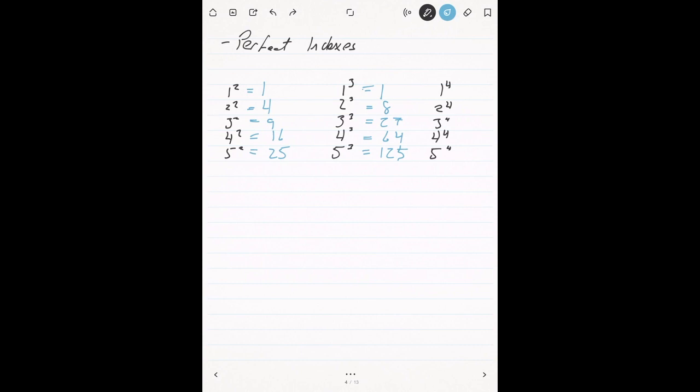And then the same thing for the fourths. Let's see if we can get those down. We have 1 to the fourth is just 1. 16. Let's see, that's 81. 4 to the fourth, I think that's 256. And 5 to the fourth, I believe that's 625. So any of these numbers, if you take the fourth root of them, you get whole numbers back. These are nice numbers to work with because they break down very nicely.